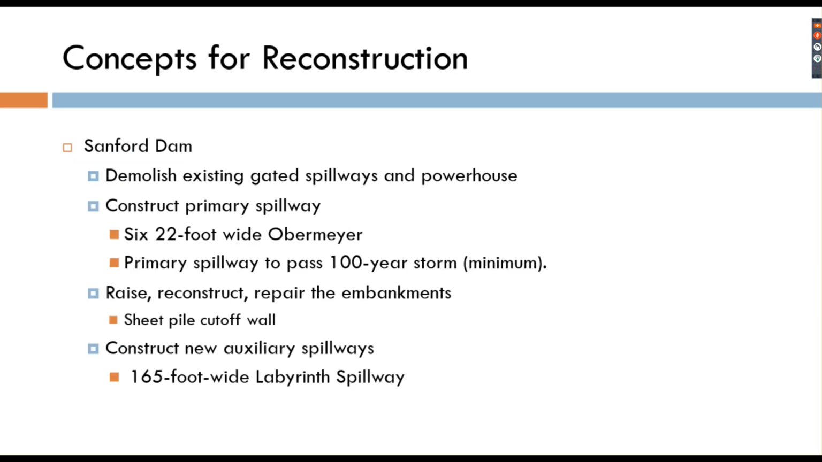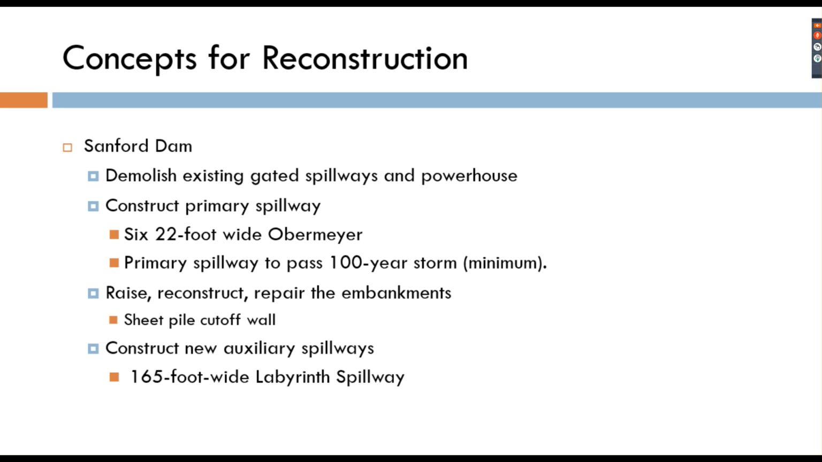So for the concepts for the reconstruction of the Sanford Dam, in general, the existing powerhouse and existing gated spillway structure and concrete would be demolished, and a new facility would be constructed. The new facility would include construction of a primary spillway, and within that primary spillway there would be gates, and we're looking at six 22-foot wide, most likely Obermeyer gates. We would also look to have the primary spillway constructed to pass the 100-year storm event.